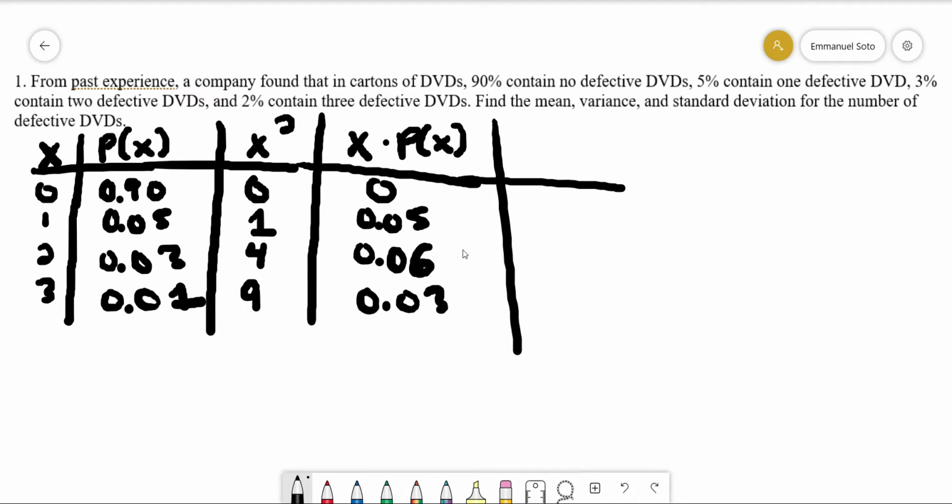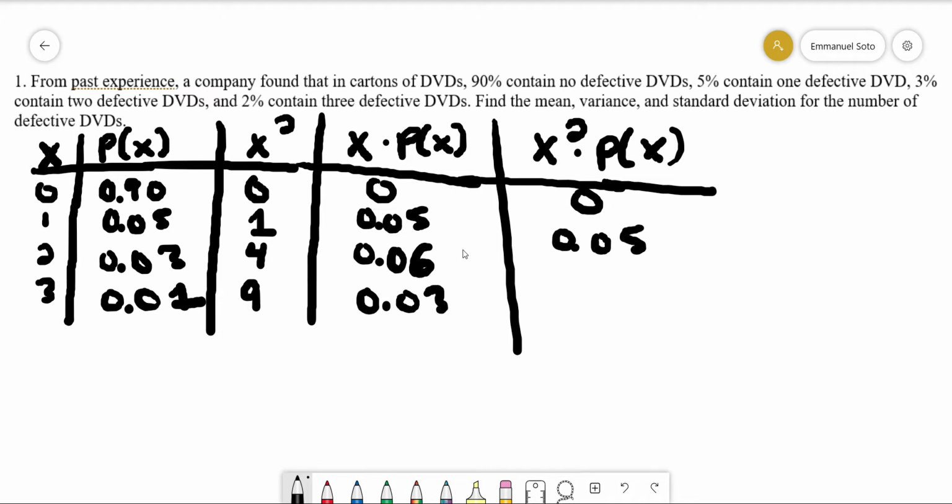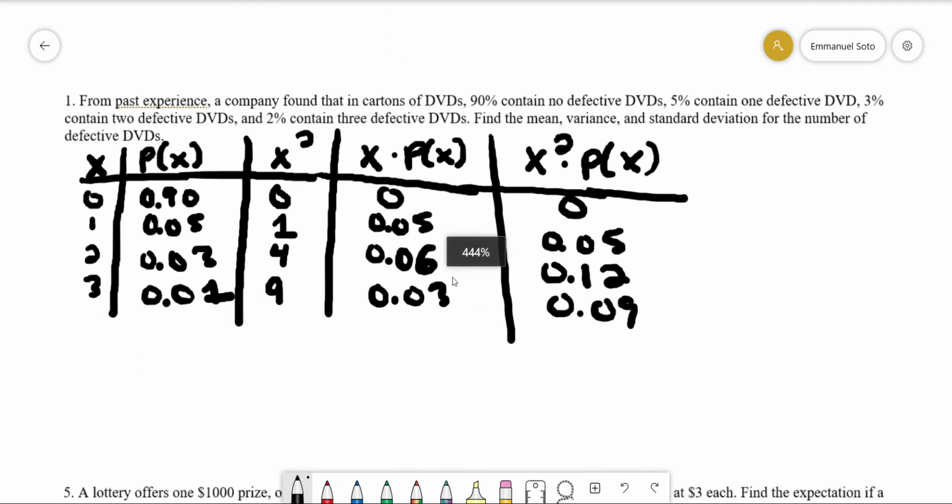And then we have x squared times p of x. So we have 0 times 0.9, 0, 1 times 0.05, 0.05, 4 times 0.03 is 0.12, 9 times 0.02 is 0.18. All right, so it looks like we have the various values here.